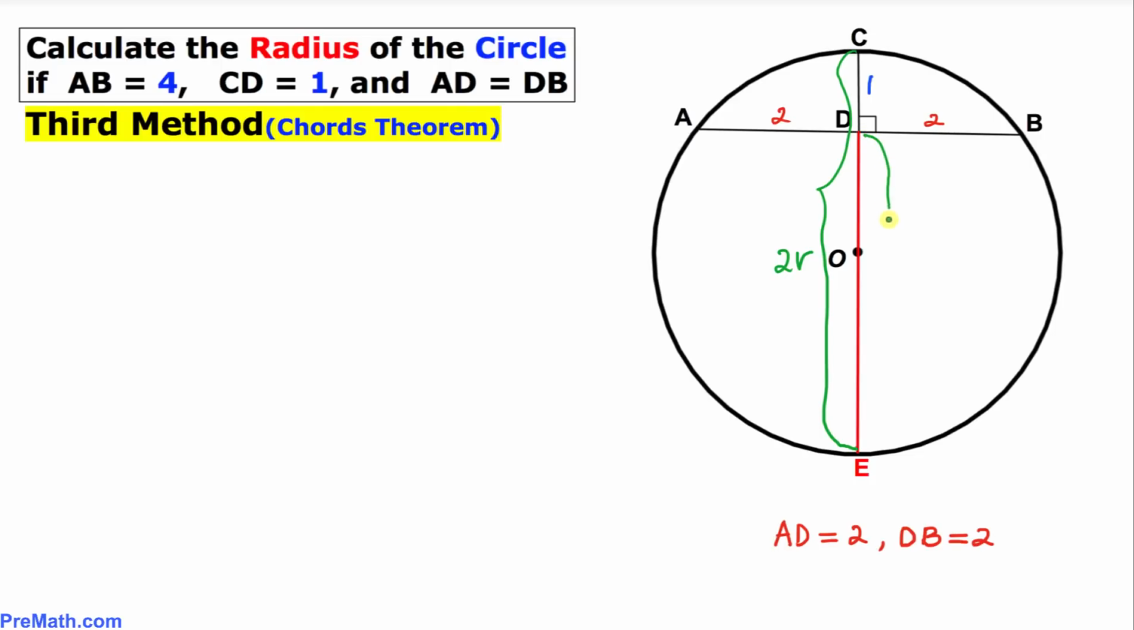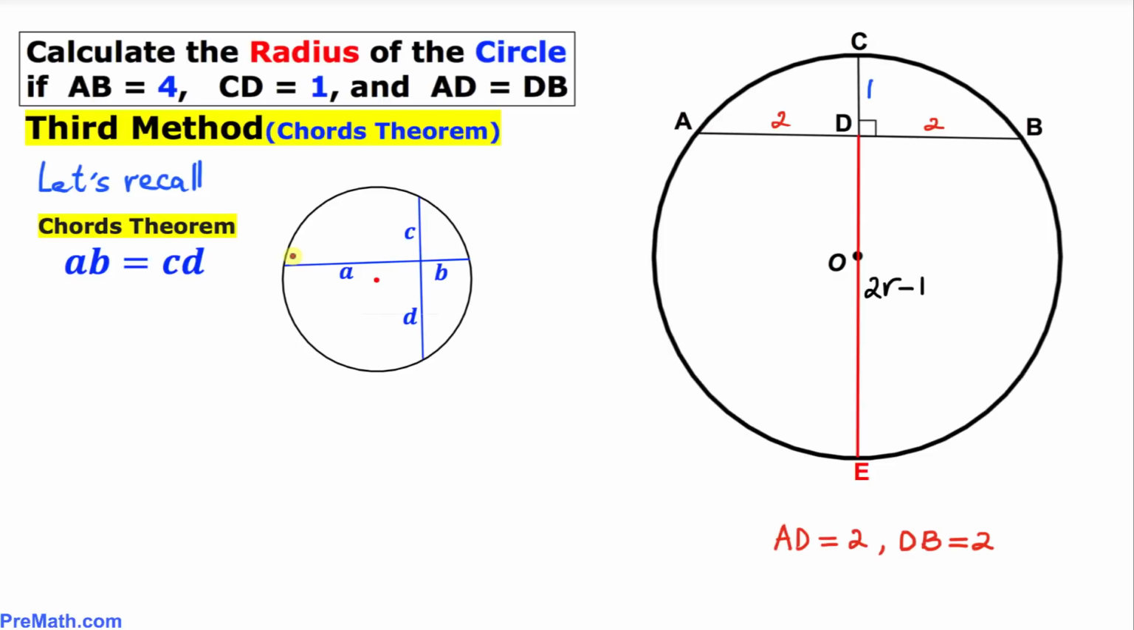So the length of this segment DE is going to be 2R minus 1, since this segment is 1. And here is our final step. Let's recall the intersecting chords theorem, which is A times B equals C times D, where A is this part of the chord and B is this right hand side of this part of the chord, and C and D is also part of this other chord.